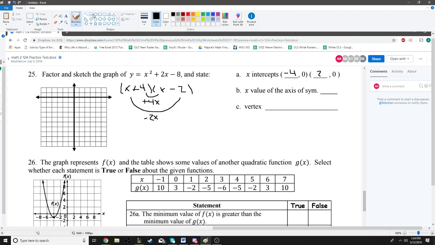Let's go ahead and plot those points right now. 2, 3, 4, and 2, 0. Okay. So remember, the vertex, or the x value of the axis of symmetry, is always between the two intercepts, right in the middle. So therefore, negative 4 plus 2 divided by 2 comes out to negative 1. Negative 1 is the x value of our vertex.